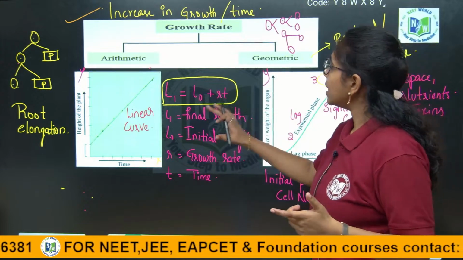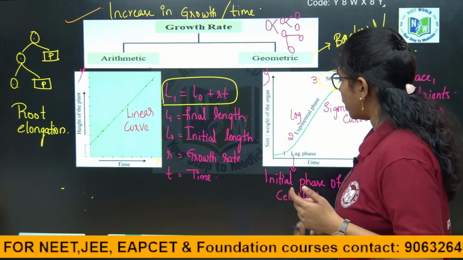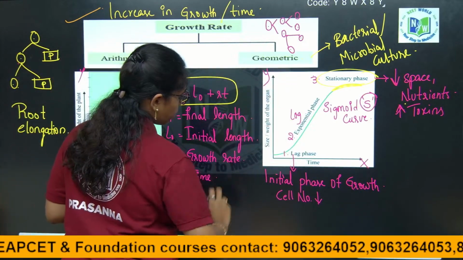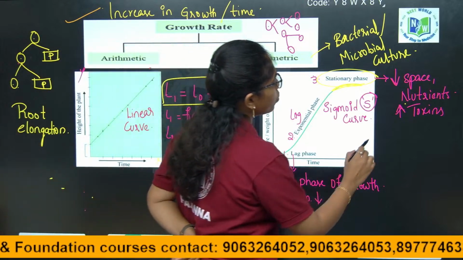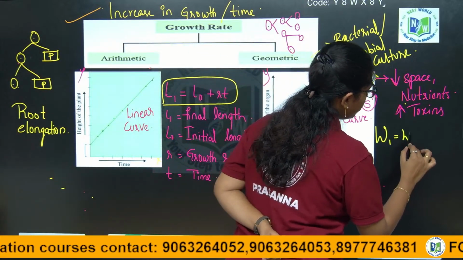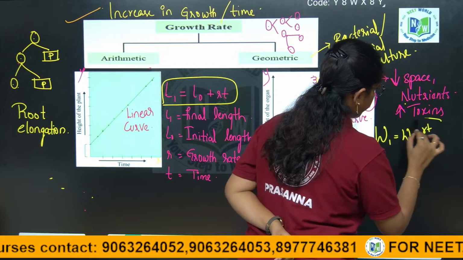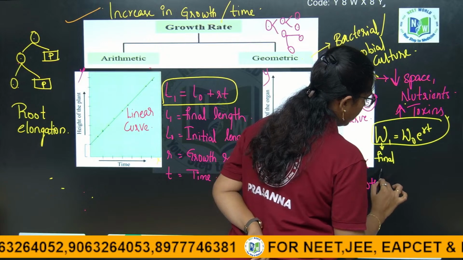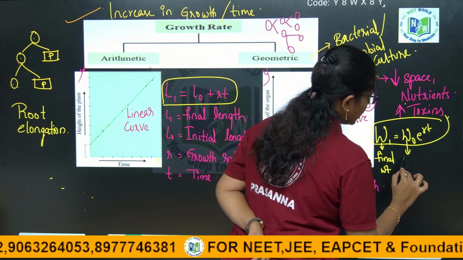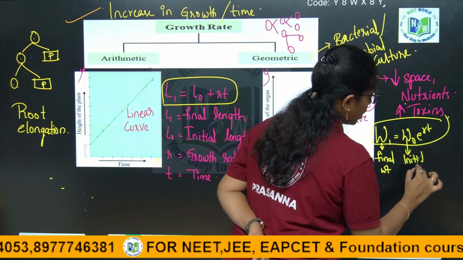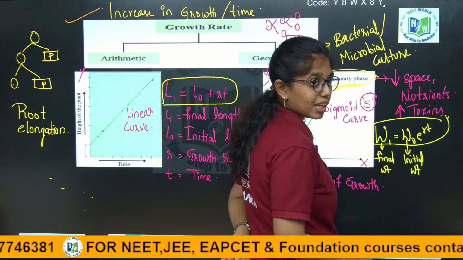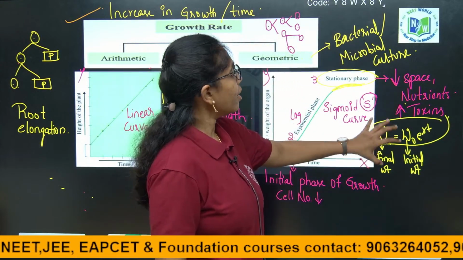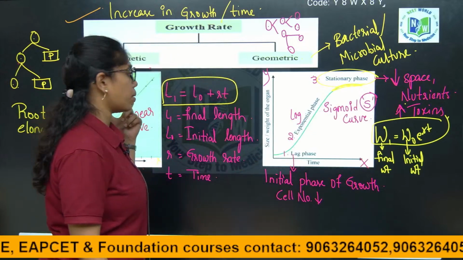Right. So, this is about arithmetic growth and geometric growth, and the formula that is used to calculate the geometric growth rate from this graph is W1 is equal to W0 e^rt, where W1 is the final weight, W0 is the initial weight, e is the base of the natural log, r is the growth rate, and t is the time. This is how geometric growth rate is observed. This is the arithmetic growth rate.